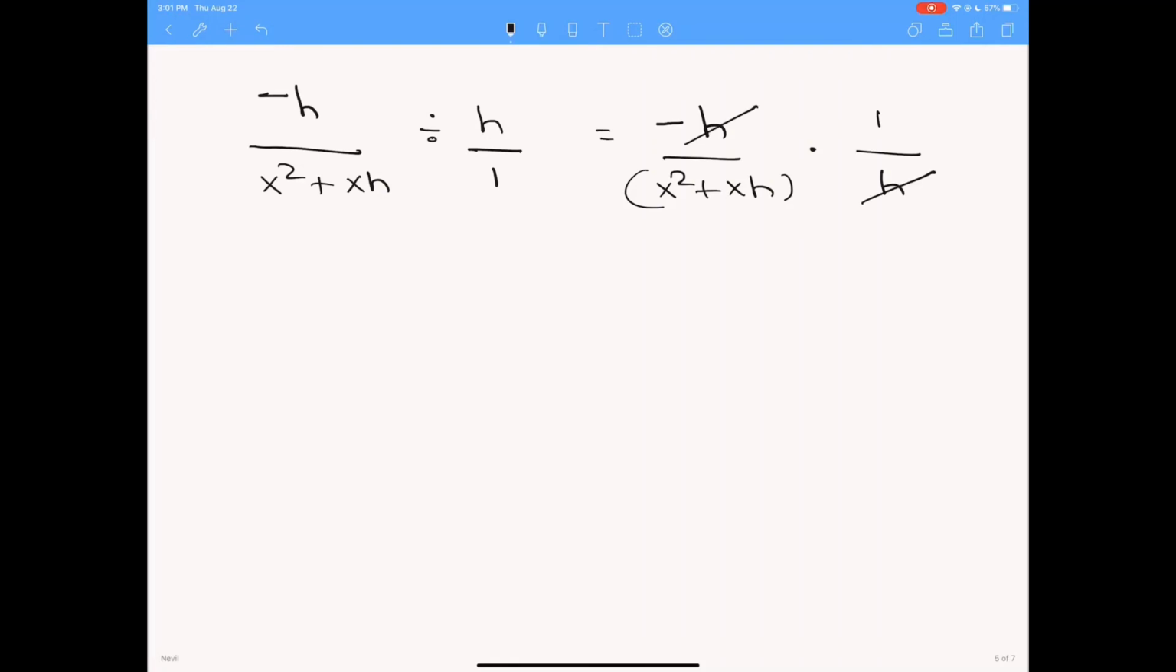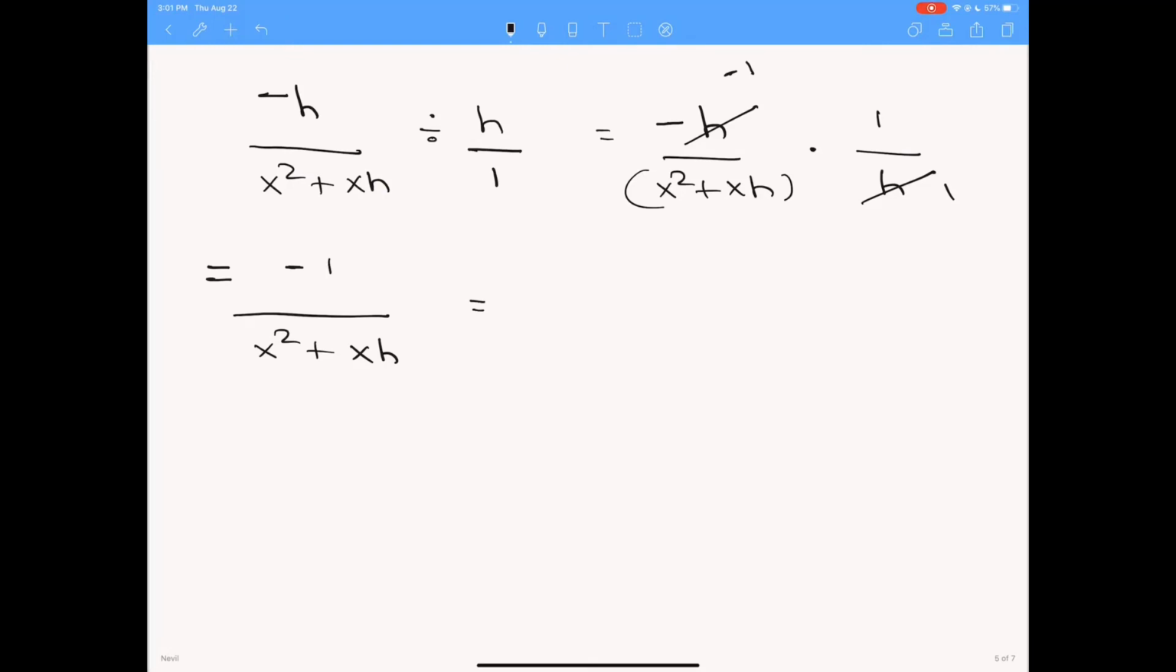The only thing you have to be careful about is this is a negative h, so that gives you negative 1. This is positive 1. So now you're remaining with negative 1 times 1, which is negative 1, divided by x squared plus xh. All right? Now this is all we could do with this in terms of algebra.